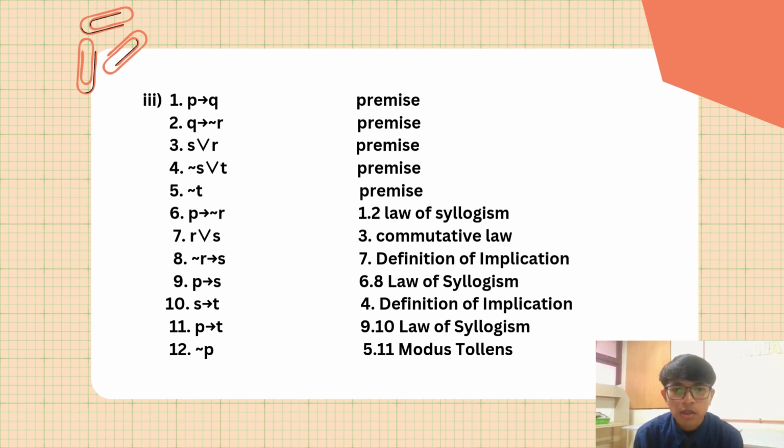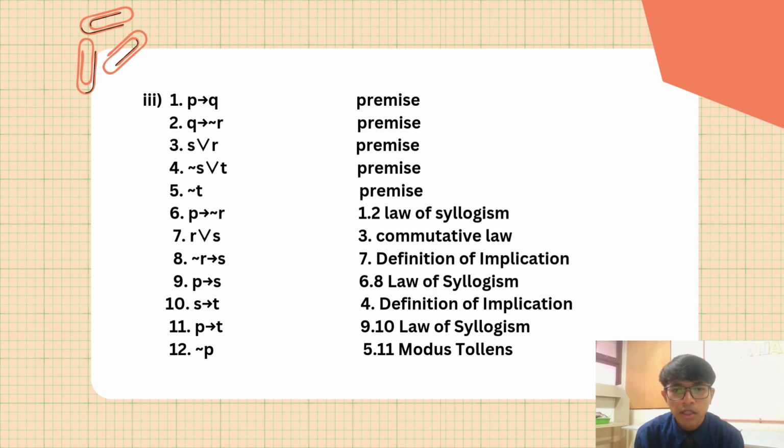From number 7, we use definition of implication. Number 9, we get P implies S, from number 6 and 8, we use law of syllogism. Number 10, we get S implies T, from number 4, we use definition of implication. Number 11, we get P implies T, from number 9 and 10, we use law of syllogism.